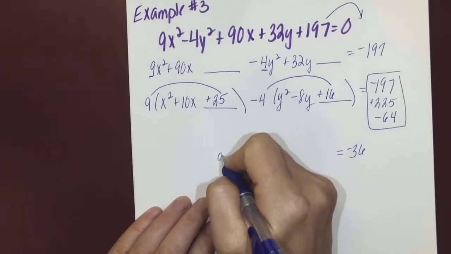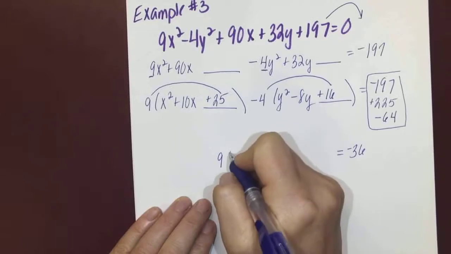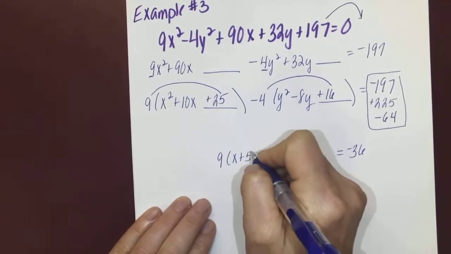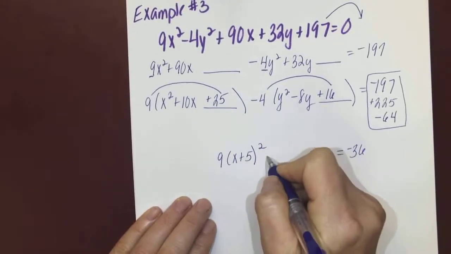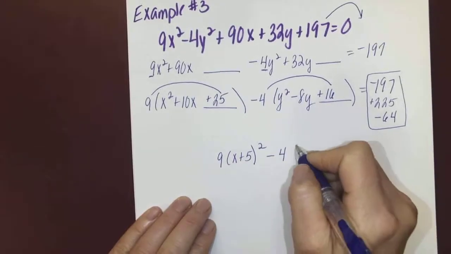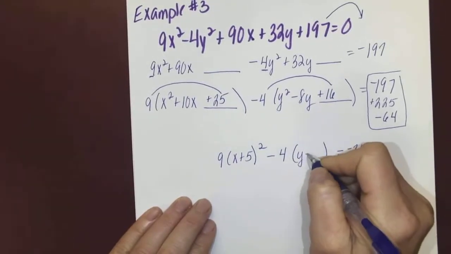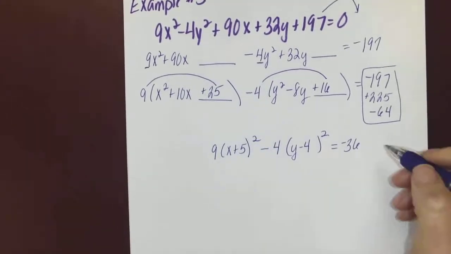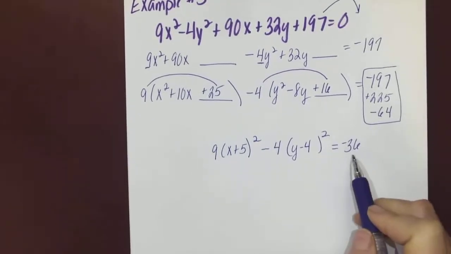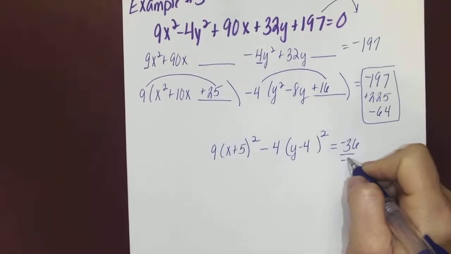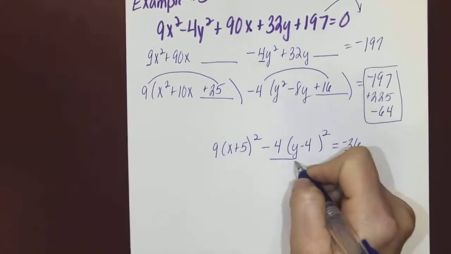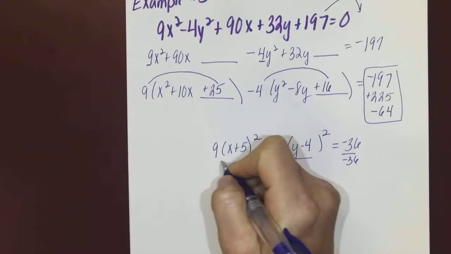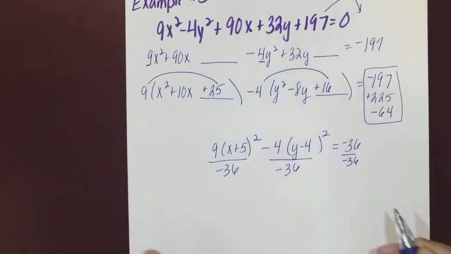So let's clean up the left side there. I have a 9. This right here factors into x plus 5 squared. Bring down my minus 4, and this factors into y minus 4 squared. Just like an ellipse, this must equal 1. So to make this a 1, I will divide by a negative 36. Divide each term by a negative 36.